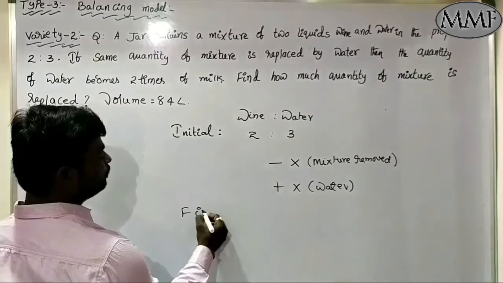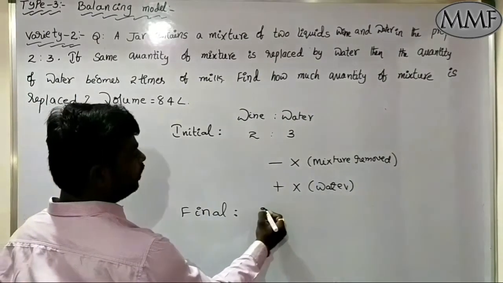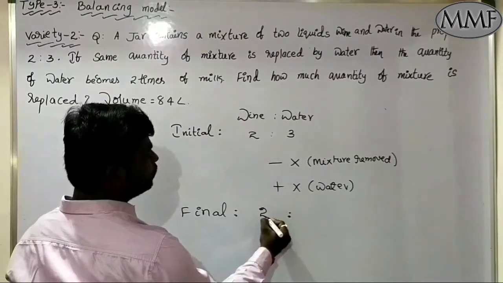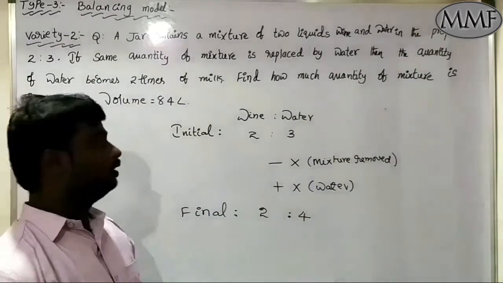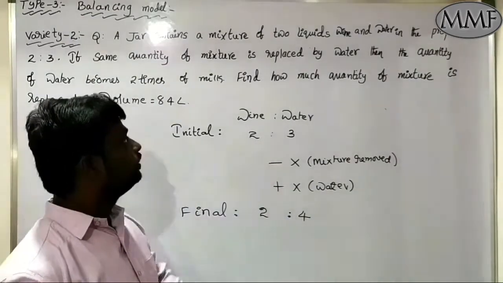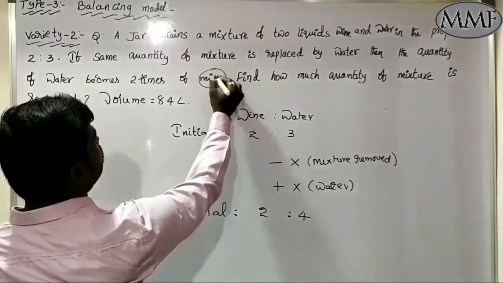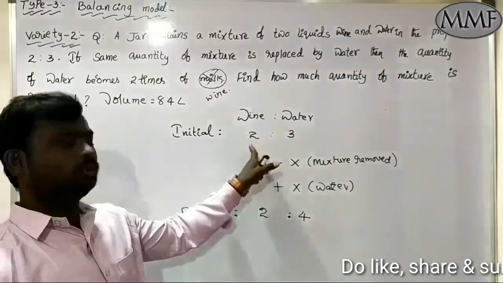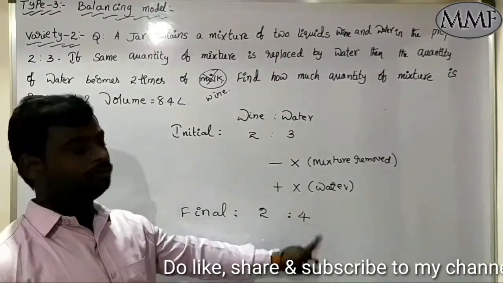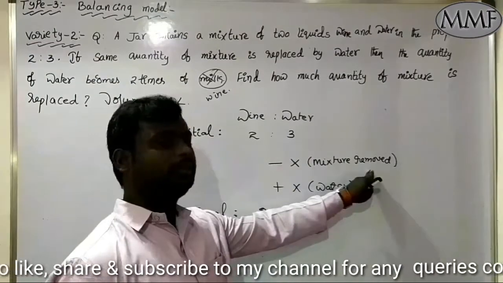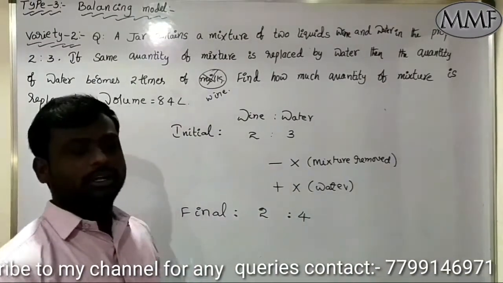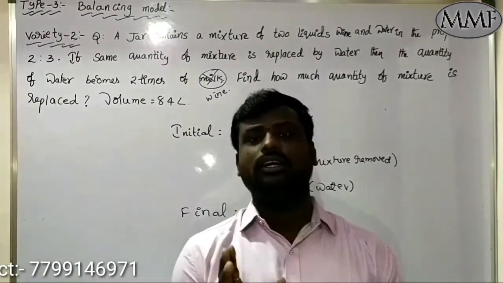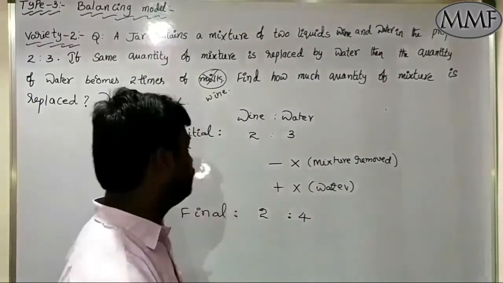That is, the final is, if water is 2 times the milk, if milk is 2, water will become 4. Why? Already it is 1. Okay? So now this is milk. Let's say this is wine. Now wine is 2:3 initially, final 2:4. My question, X liters of mixture is removed, you are adding X liters of water. The variation is in which quantity? Water quantity. Then wine will become what? Constant.